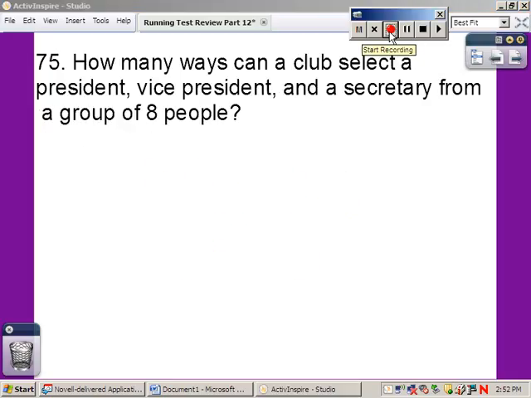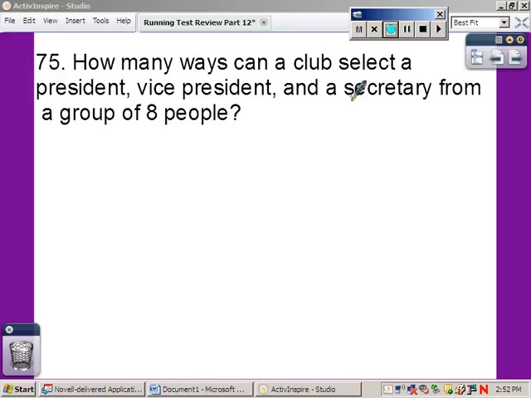Okay, so if you look at number 75, I'm hoping that you can recognize the difference between the wording and the style of this problem compared to number 74. This one says, how many ways can a club select a president, vice president, and secretary from a group of 8 people? So that's 3 people that we're picking out of 8. So all it says is, how do you pick out 3 people out of 8? How many possible ways? So this is one of those permutation or combination kind of problems.